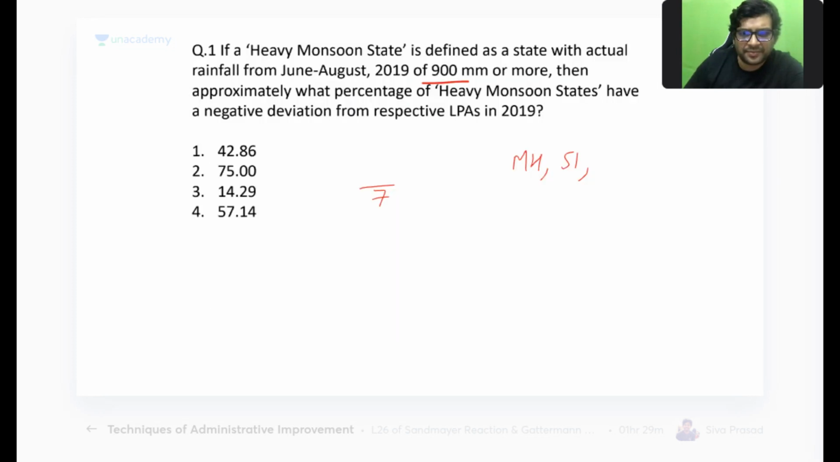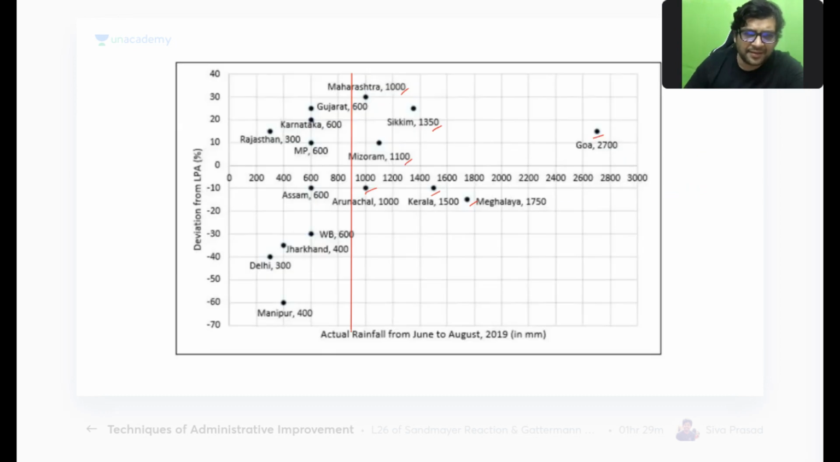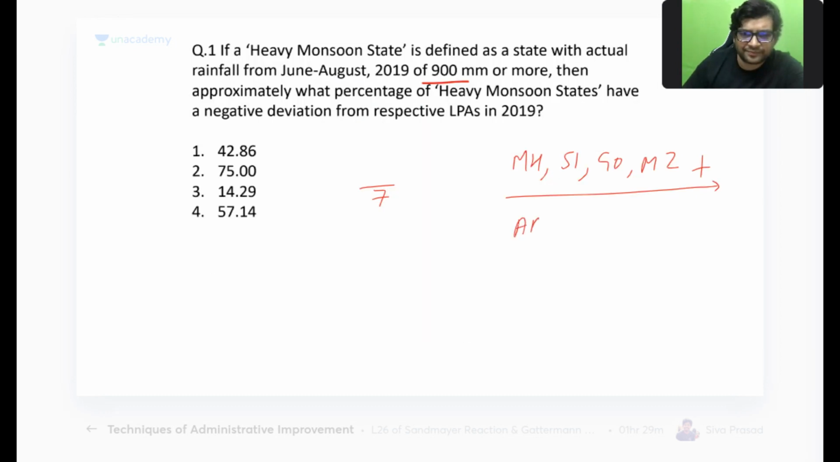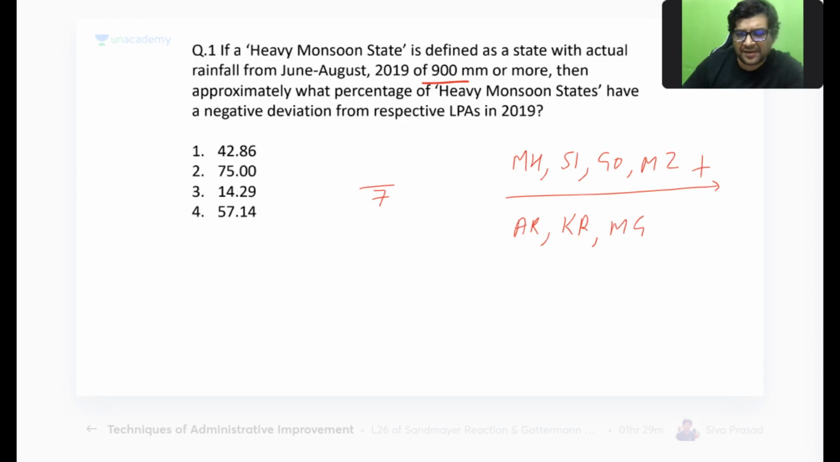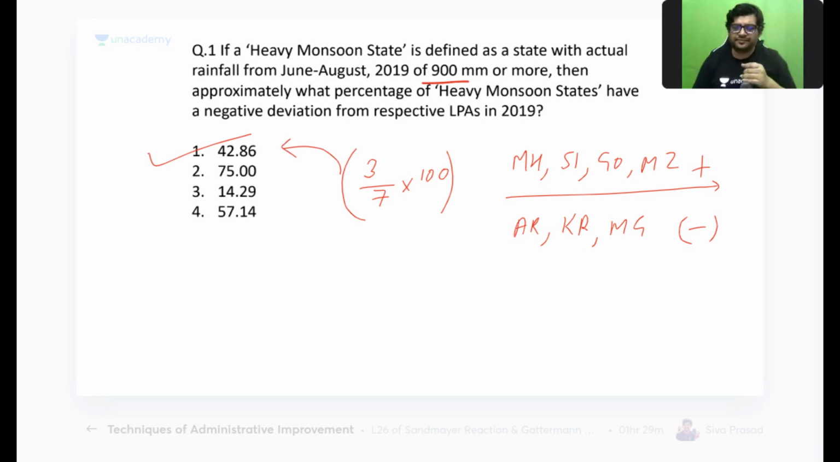Maharashtra, Sikkim, Goa, Mizoram. These are in the positive deviation space. Arunachal, Kerala, and Meghalaya are in the negative deviation space. So 3 out of 7 are in negative. 3 out of 7 is what percentage? 1 out of 7 is 14.28. So 3 out of 7 is 42.86. Are you guys okay with this figure? 3 out of 7?